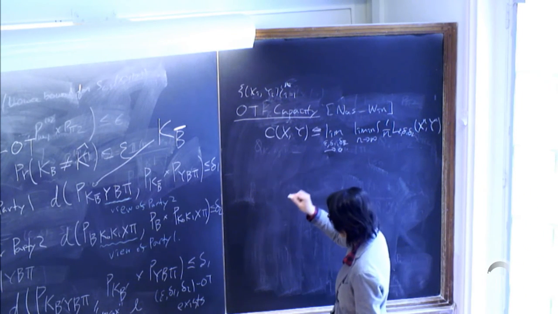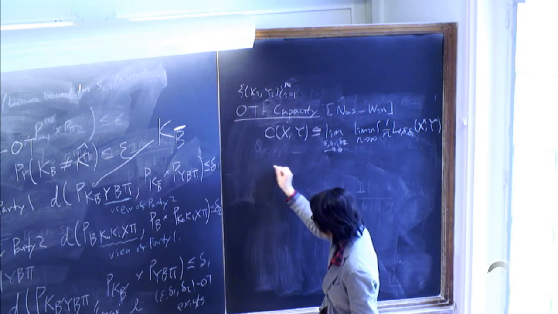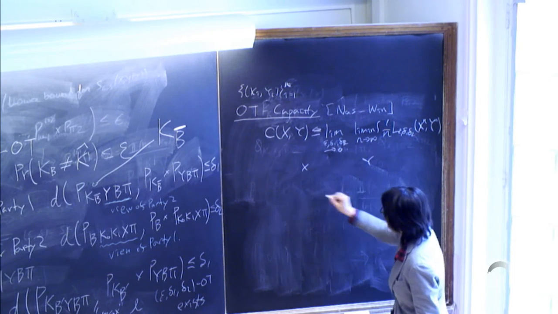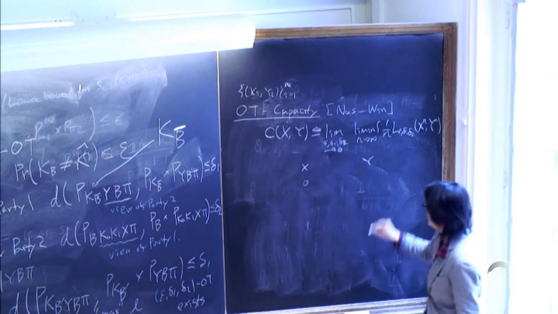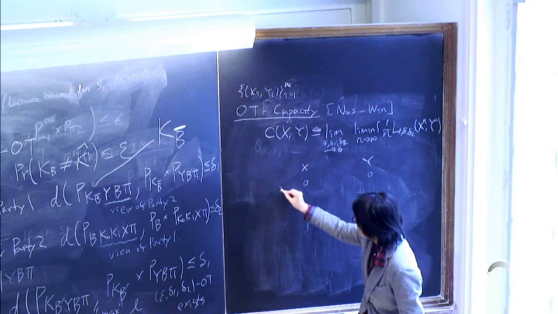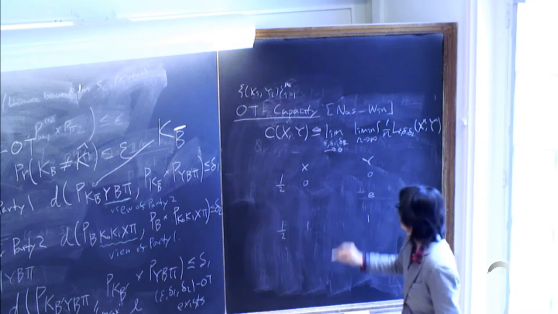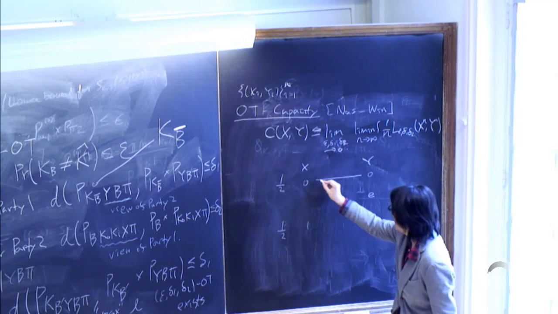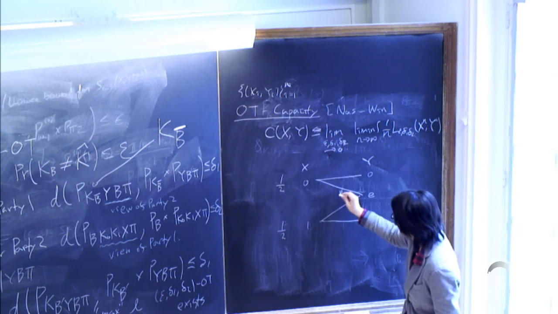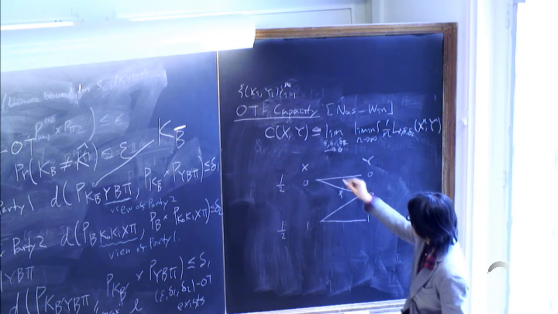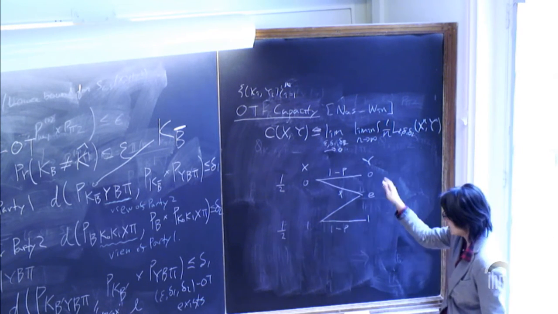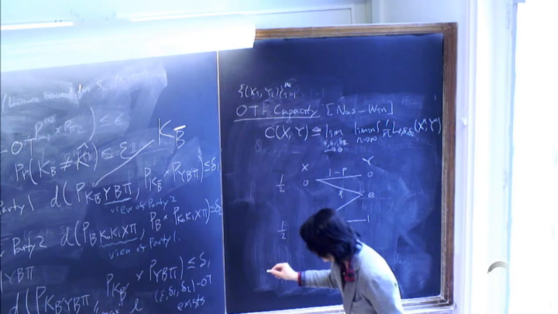One typical example is the following. It's called erasure correlation. X and Y are something like this. X is binary, and Y is 0 and 1 and some erasure. And X is uniform, half-half. The correlation between X and Y is something like this: with probability p, it is erased, and with probability 1 minus p, X and Y just coincide.